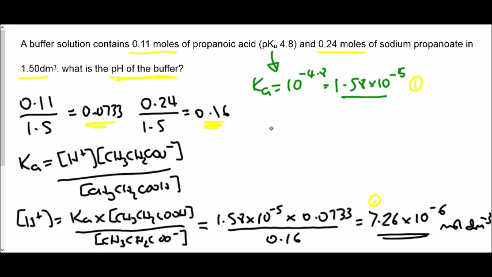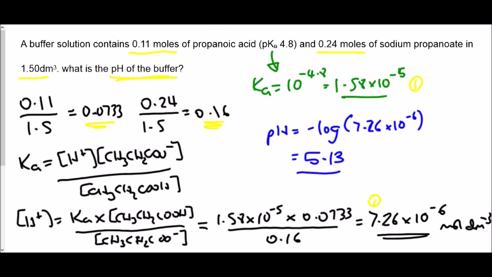Final step, calculate pH using minus log. That gives us 5.13, and that should be our final answer.